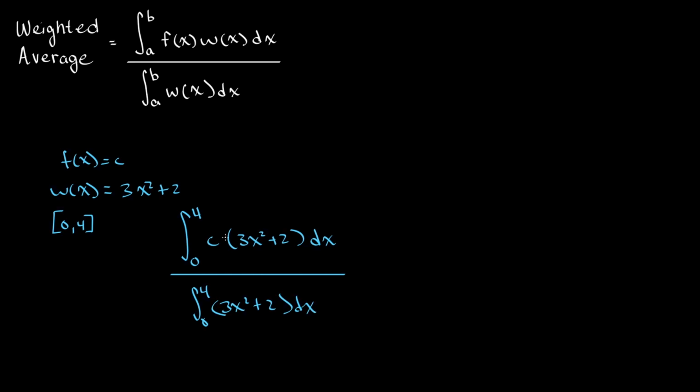What we can do is pull this c out. It's just a constant. So if we were to do that, we would get something like this. And you can see, we can then cancel these, and we're left with c. So you can see that is exactly why we need to be dividing by the total amount of weight, so that when we're finding a weighted average of a constant function, we make sure to get that constant back out.